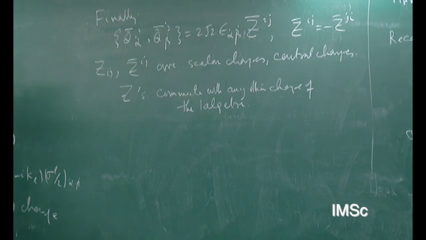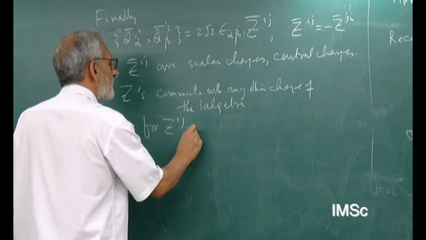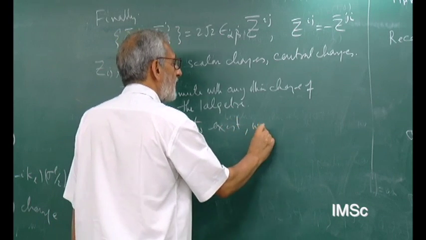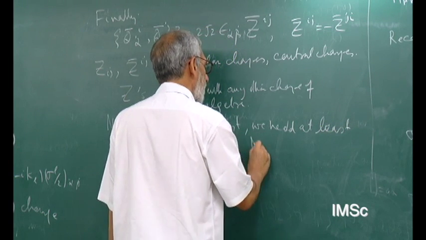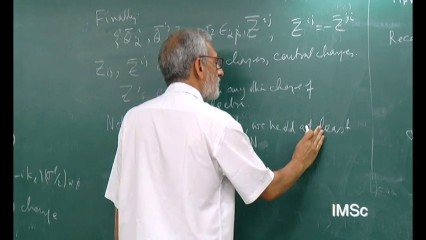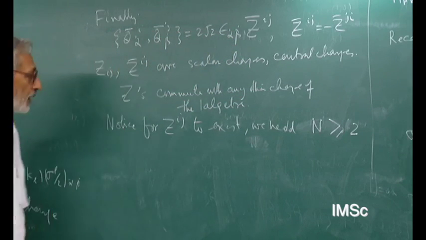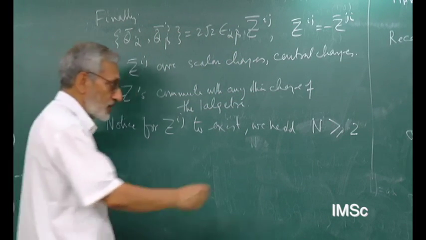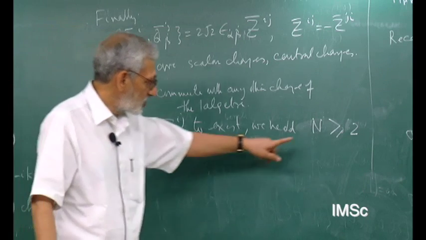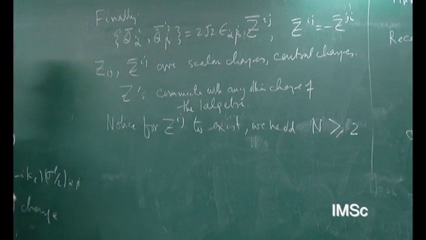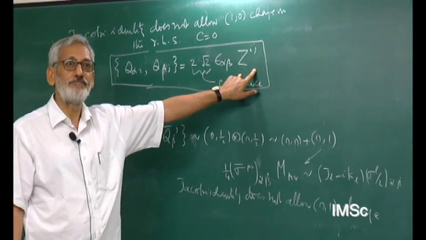Also notice, for Z_ij to exist, we need N at least 2 or greater. N is the number of total charges, I = 1, 2, 3, 4, up to N. If the total number of such charges is 1, which means I has only one value, with one value you cannot put anything antisymmetric in 1 and 1, right? So Z will have to be 0.